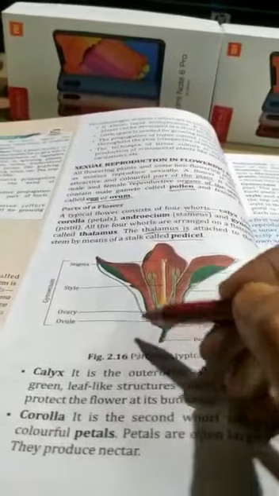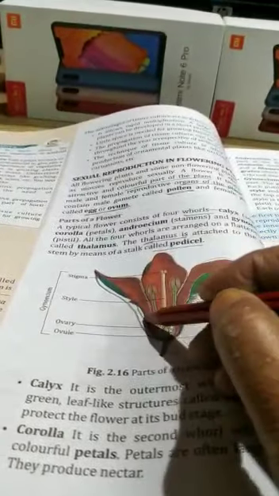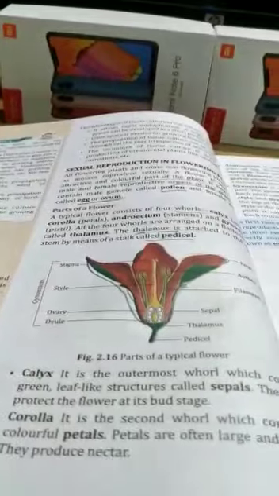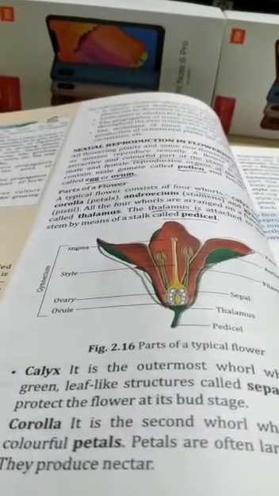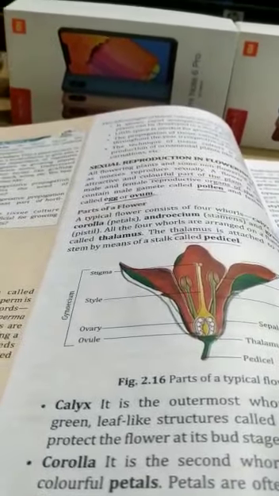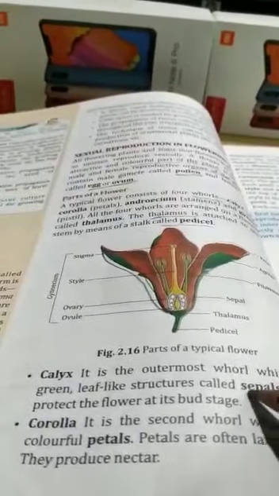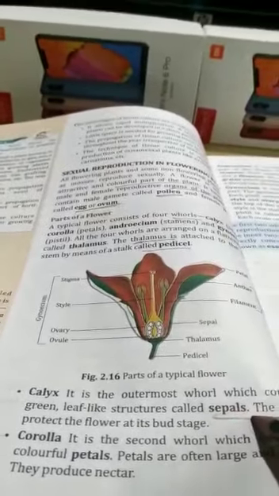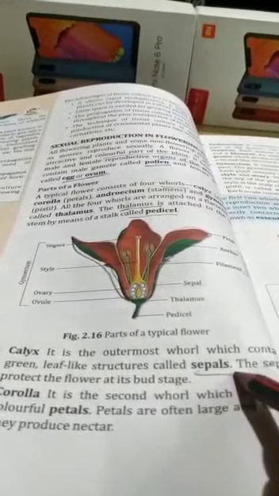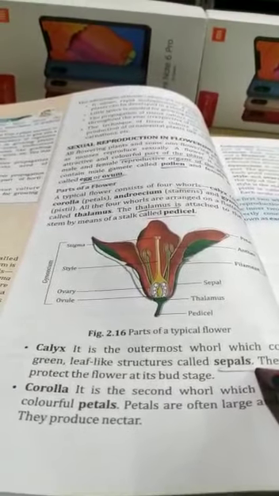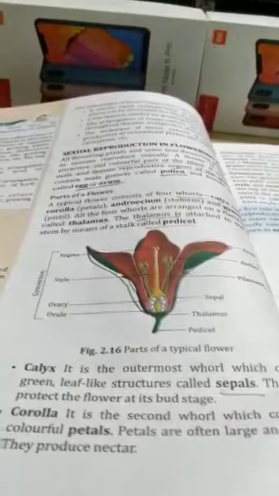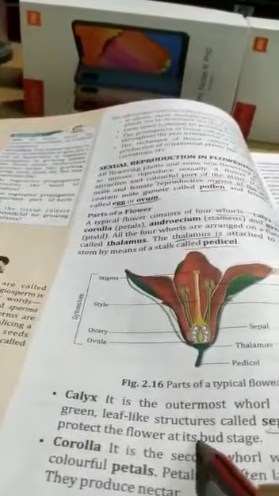It is generally green in color and it is usually 5 in number. It is a leaf-like structure and it is known as sepals. In common language, it is known as sepals. Its function is to protect the flower in bud stage.